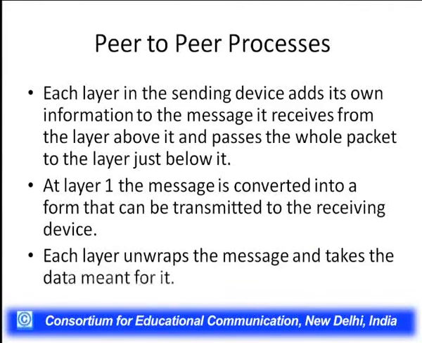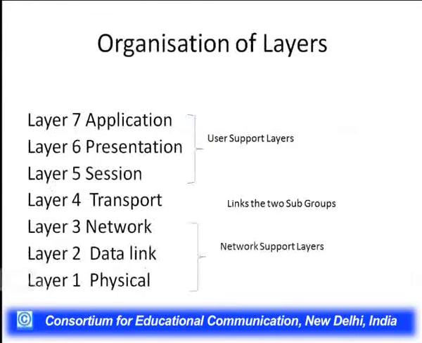Each layer in the sending device adds its own information to the message it receives from the layer above it and passes the whole packet to the layer just below it. At layer 1, the message is converted into a form that can be transmitted to the receiving device. Each layer unwraps the message and takes the data meant for it.